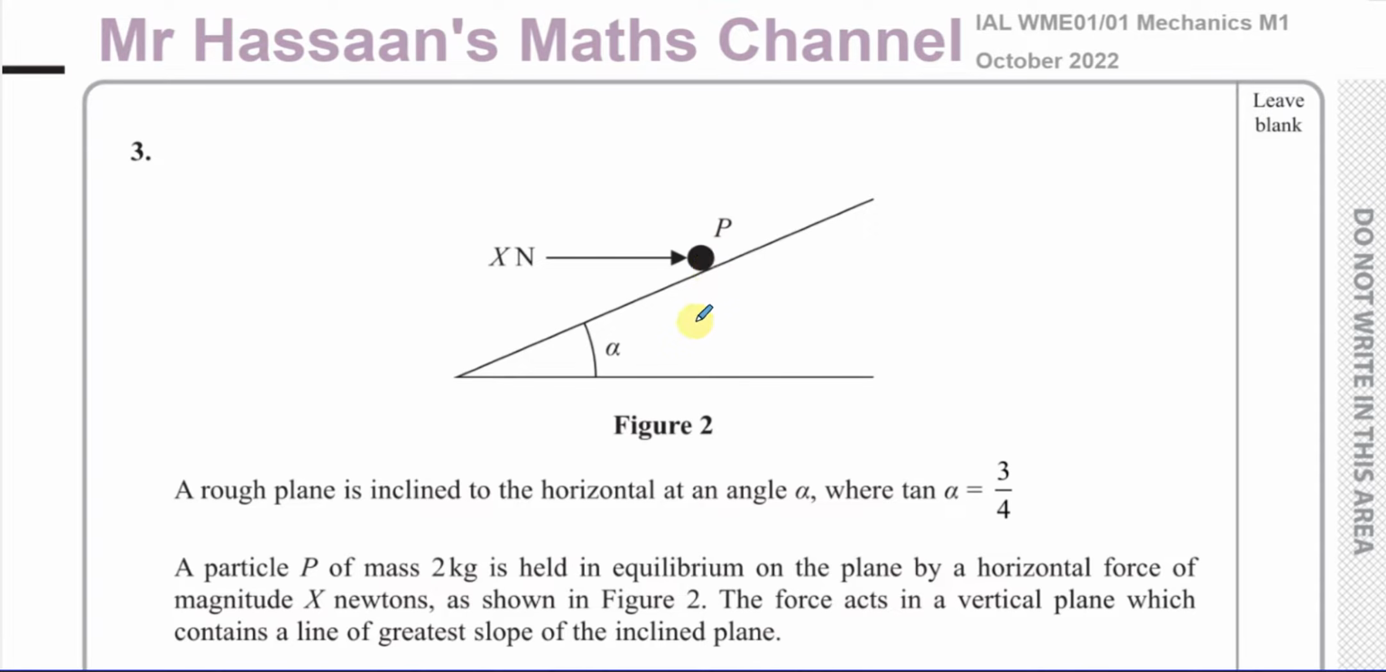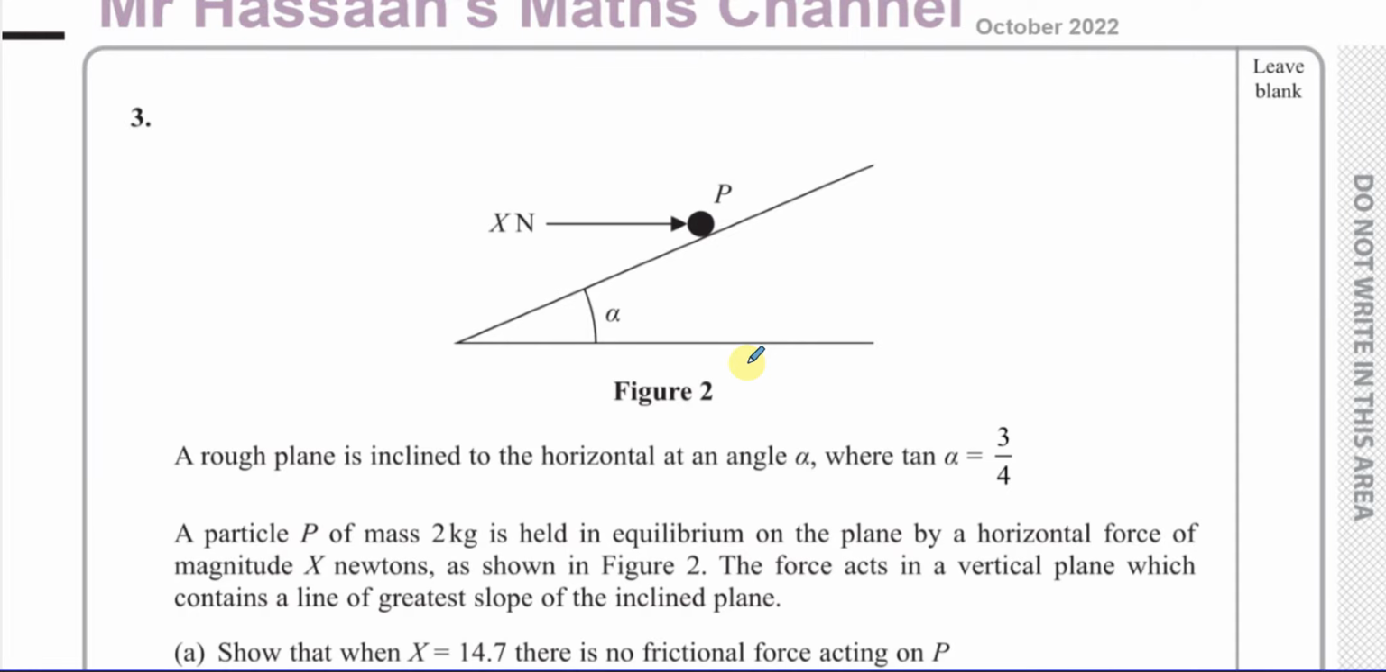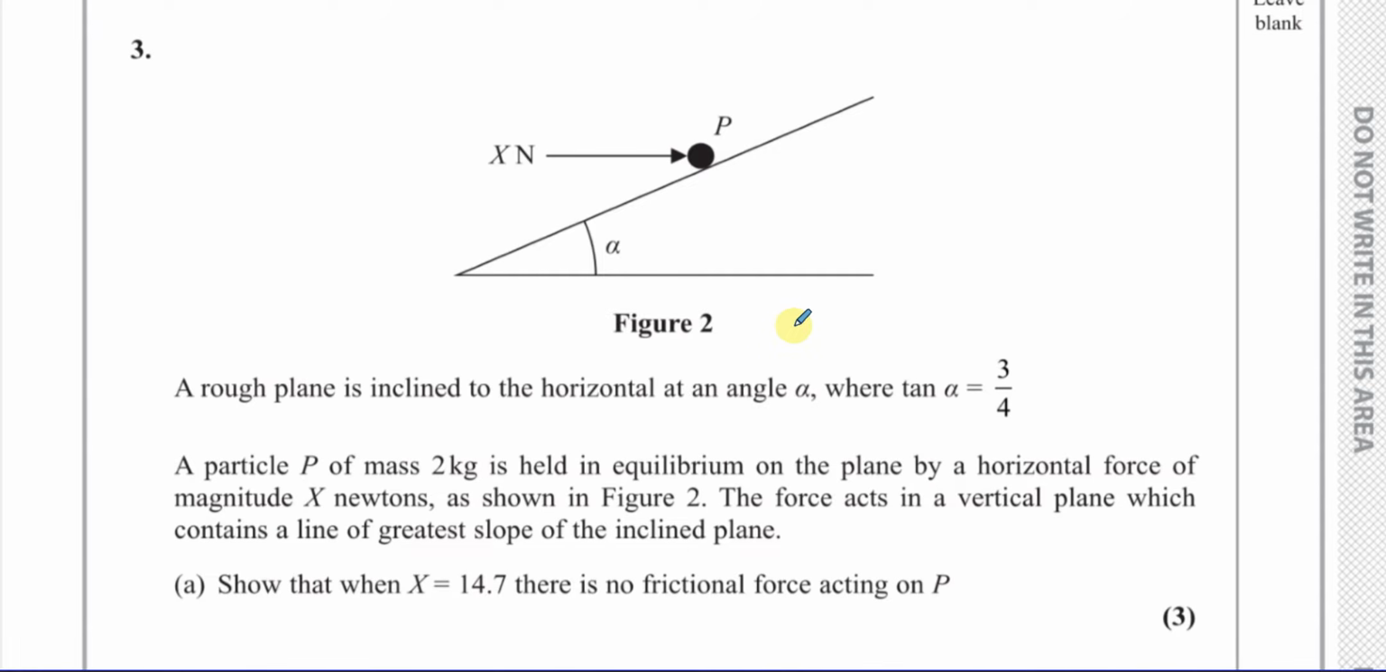And this question is about a particle on a rough plane which is inclined to the horizontal at an angle of alpha, where tan alpha is 3/4. The particle P has a mass of 2 kilograms and it's held in equilibrium on the plane by a horizontal force of magnitude x newtons, as shown in figure 2. The force acts in a vertical plane which contains a line of greatest slope of the inclined plane. We've got to show that when x equals 14.7 there is no frictional force acting on P.